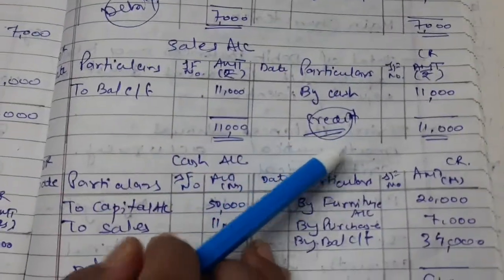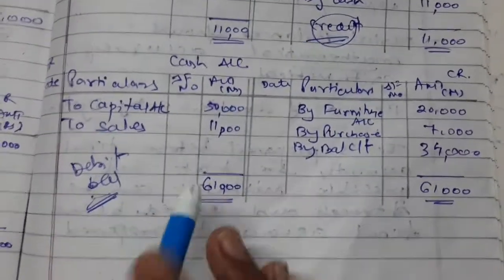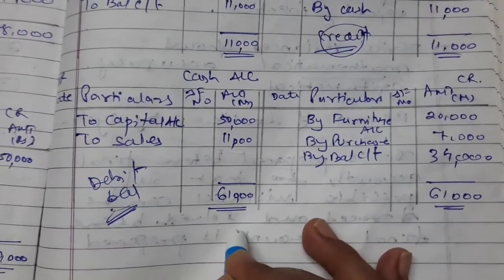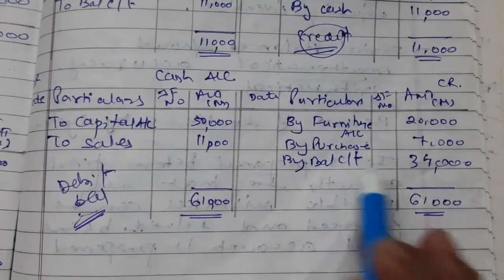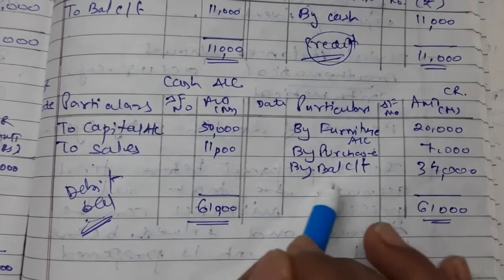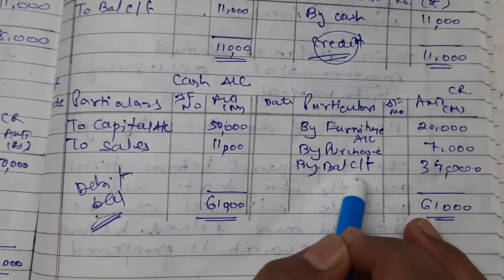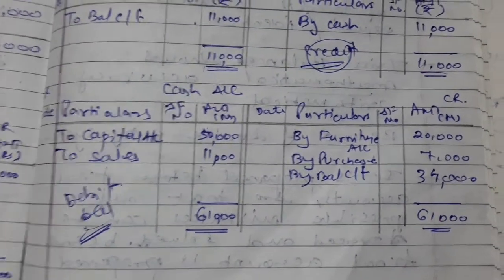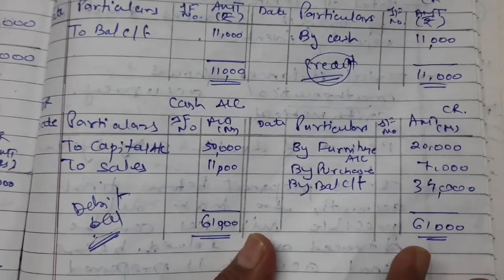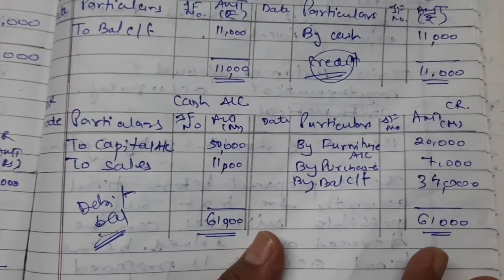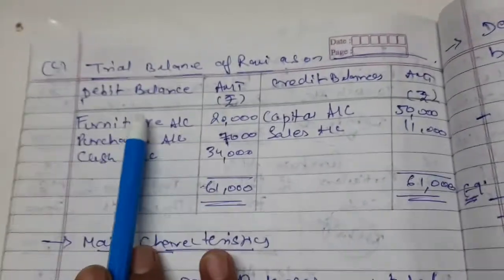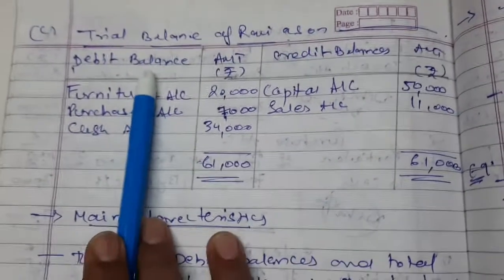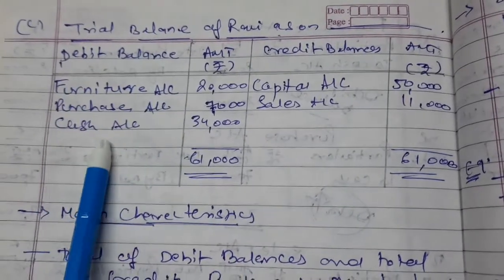In sales account it will be credit balance. And in cash account also we will see that the total of debit side is higher than the credit side, and it will be a debit account, and balance carry forward will be 34,000 in cash account. Now if you want to make a trial balance for this example, we will make it like this. First we will list all the debit balance, all the accounts which have the debit balance.